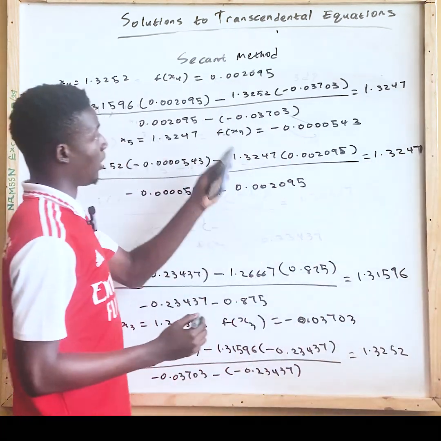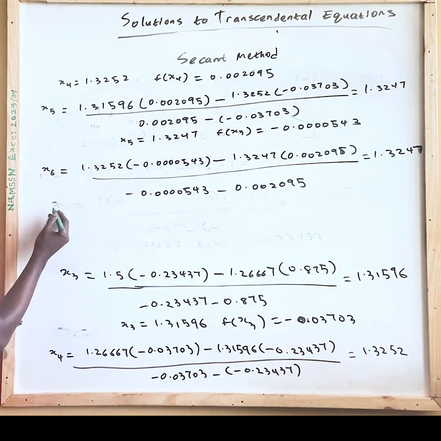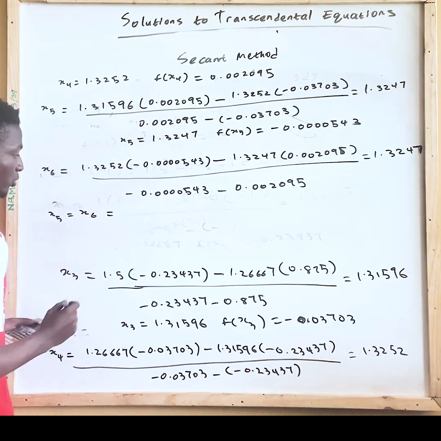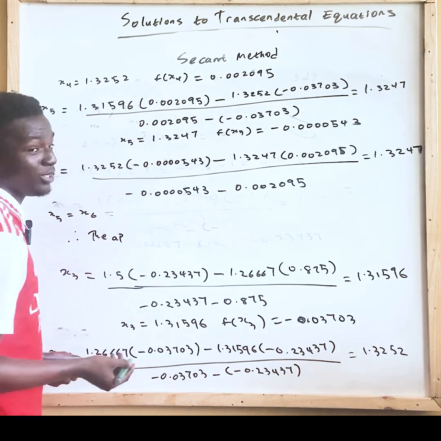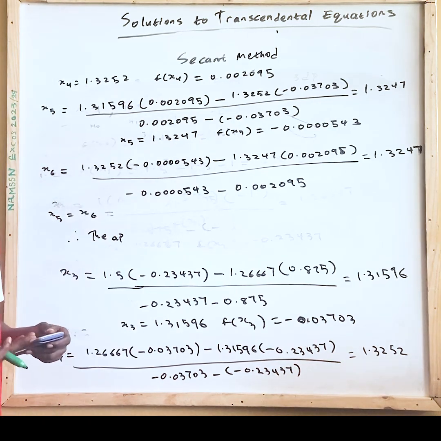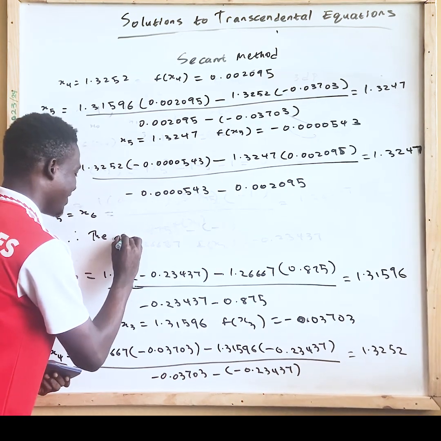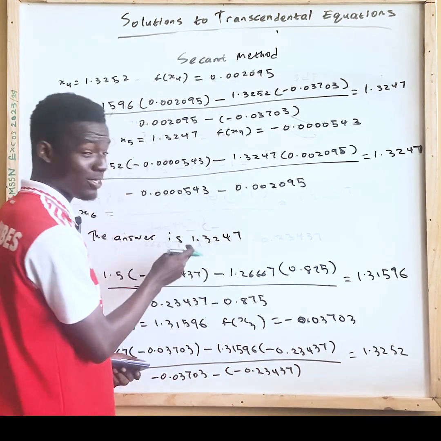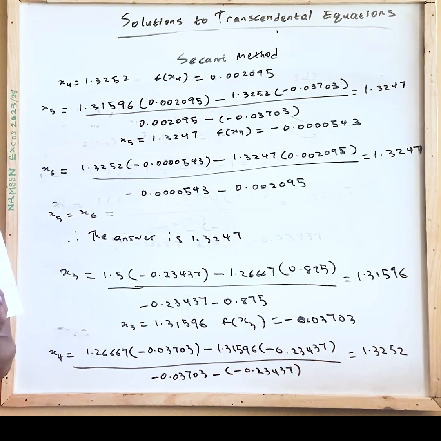And I assumed our answer is going to be in 3 decimal places. So since x5 equals x6, we can say an approximate answer for that solution. Therefore, the approximate, because really in solutions to transcendental equations, you can't really get the exact answer. We get approximate answers. So the approximate answer is 1.3247. And I think this was the answer I got in the previous video also for this same question. So that's all for the second method.